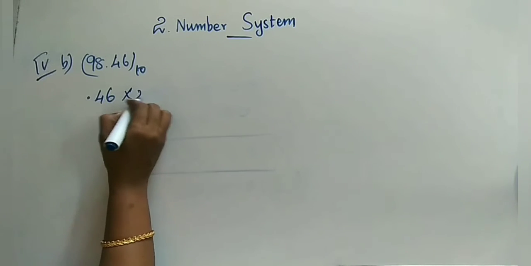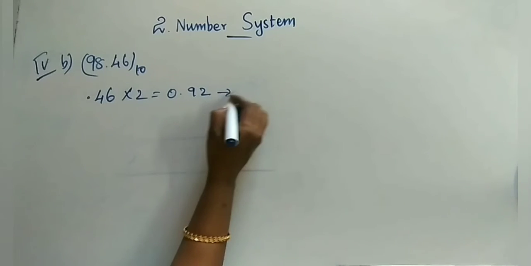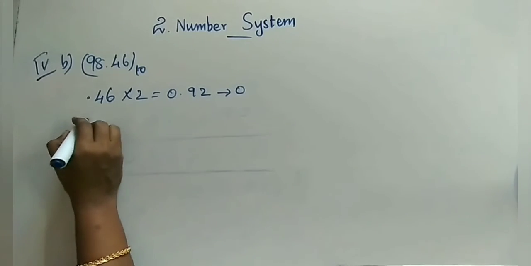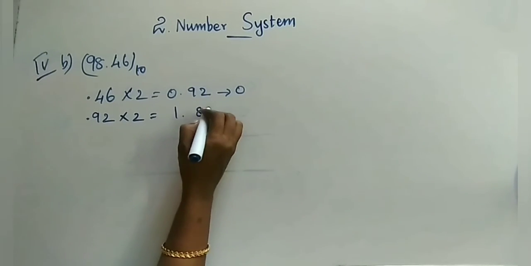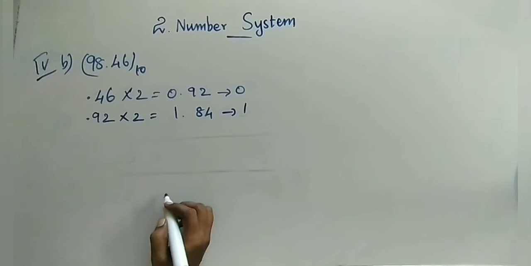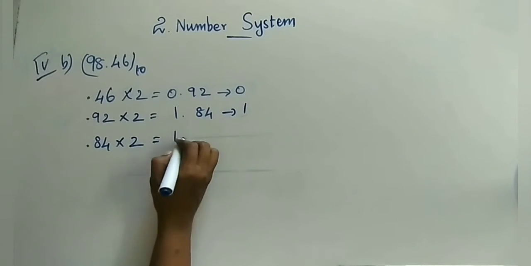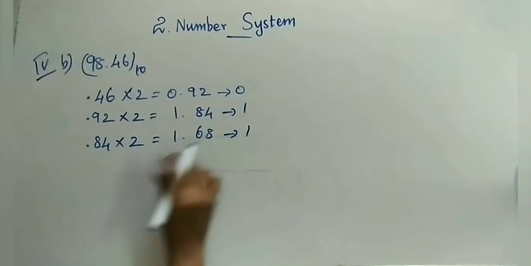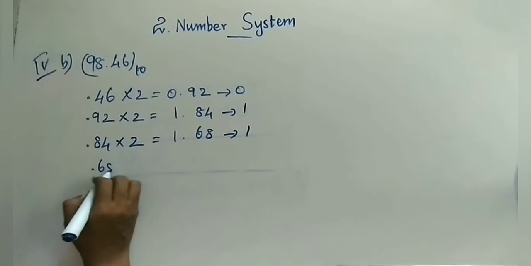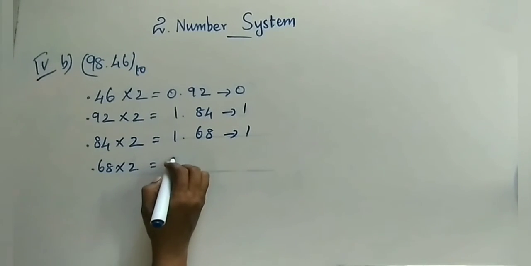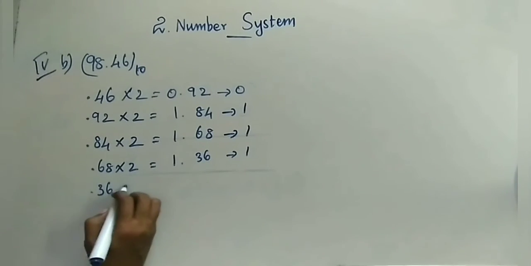You have to multiply by 2. Here what you people will be getting? 0.92. Just consider this alone, so only writing 0 here. Next you have to go on with 0.92 into 2. What is it for you? 1.84, so 1. Then 0.84 into 2. What is it for you? 1.68. To this side you people have to consider this number, and to the left side you take the integer digit. 1. Then 0.68 into 2 gives 1.36, so 1.